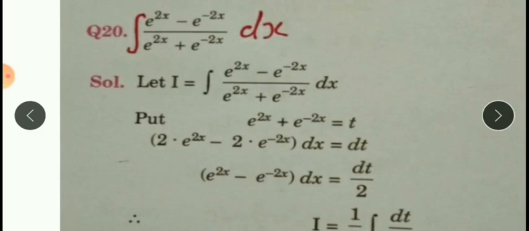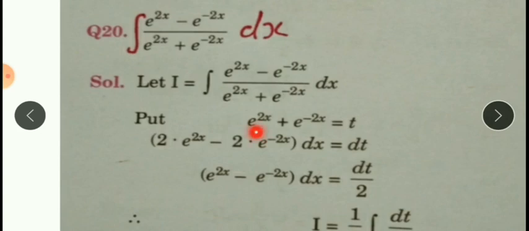Now see question number 20. Integration e raised to 2x minus e raised to minus 2x whole upon e raised to 2x plus e raised to minus 2x. Once again consider I is equal to integration e raised to 2x minus e raised to minus 2x upon e raised to 2x plus e raised to minus 2x. We have to change the given question in integrable form. For this purpose, use substitution method.